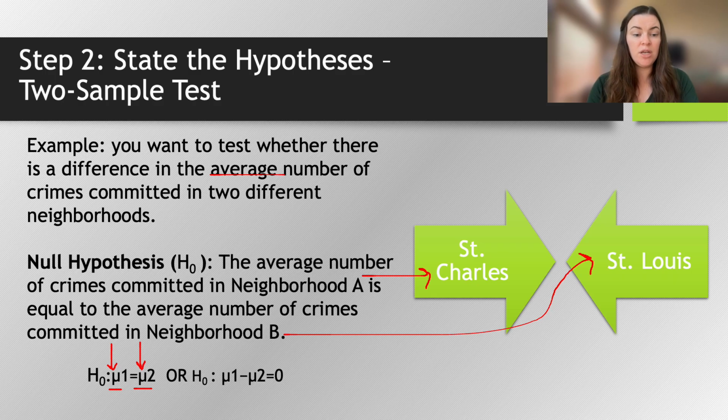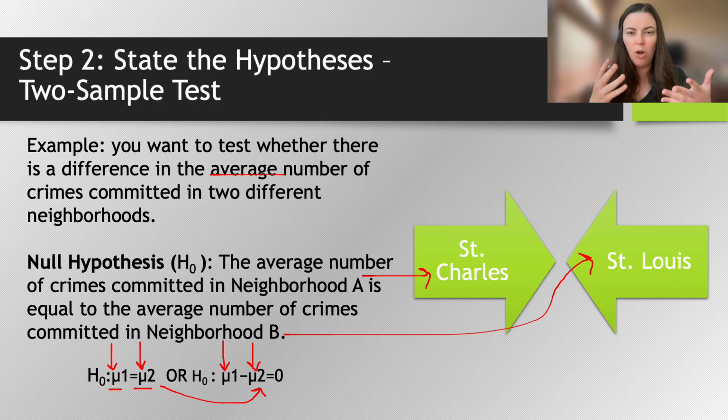The second component here is basically just another way to state it. I don't like it as much, but your book uses it, and so if you see it, just know that it is the same and feel free to use it if you're more comfortable. But what it's stating here is that the average of group 1, if we were to subtract that from the average of group 2, would equal 0. Reason being is that if they're equal, so let's say the average number of crimes committed in St. Charles was 1,000 crimes, and the average in St. Louis was 1,000 crimes.